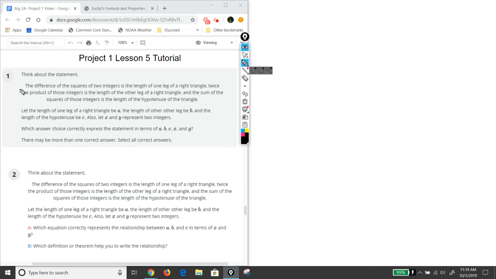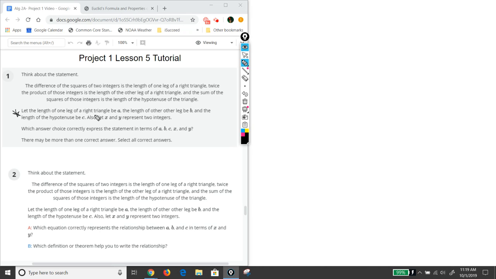All right, jumping into number 1, it's saying to think about this statement. The difference of squares of two integers is the length of one leg of a right triangle. Twice the product of those integers is the length of the other leg of the right triangle, and the sum of the squares of those integers is the length of the hypotenuse of the triangle. What? Well, this is actually a little bit more important information to begin with. It says, let the length of one leg of a right triangle.